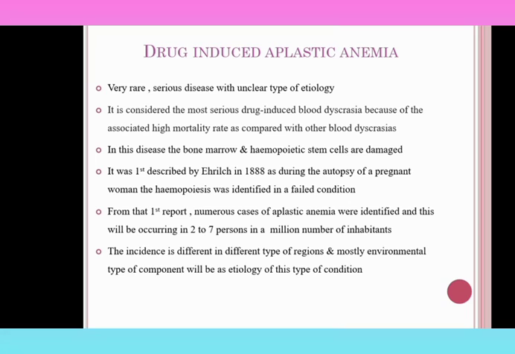Firstly, this was described by Ehrlich in 1888 during an autopsy. Means during the autopsy of a pregnant woman, this hemoptysis was identified in a failed condition. So by this first report, numerous cases of aplastic anemia were identified. And this will be occurring in 2 to 7 persons in a million inhabitants.